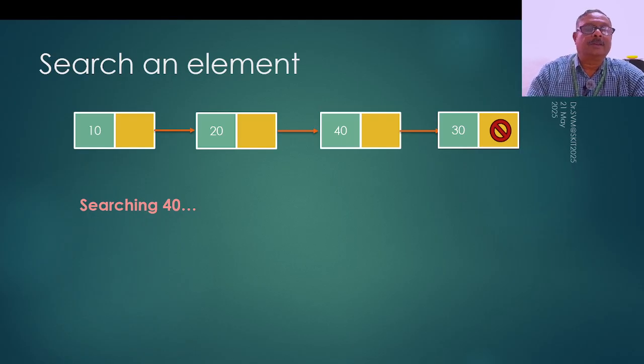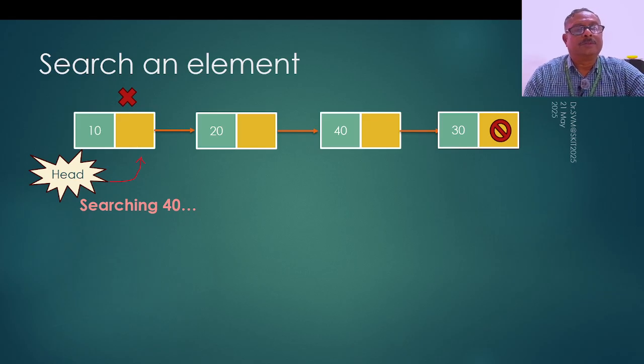For doing that, we can't just directly jump onto any node. We always have to begin from the first node, which we call the head. We begin with the head, and then look at the value at that node. What is the element stored in that node? We find that it is 10, which is not equal to what we are looking for, which is 40.